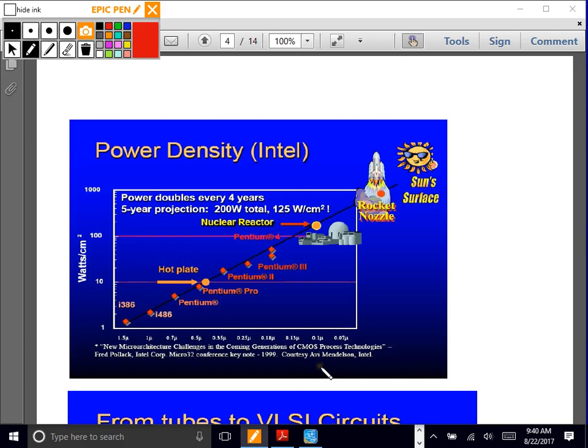So these are things that we have to consider as electrical engineers. How do we actually mitigate the temperature, especially as these process sizes continue to decrease? At the same time, everybody wants things faster and faster and faster.